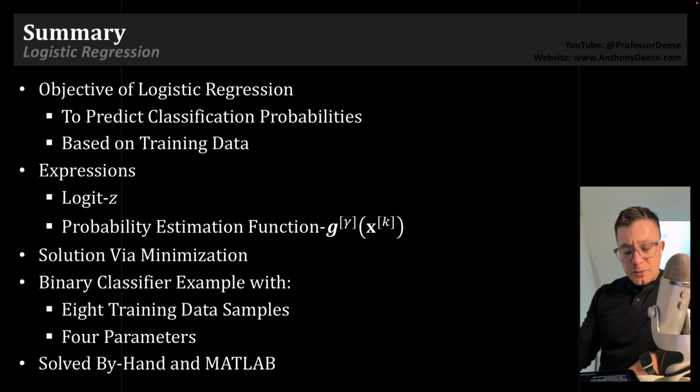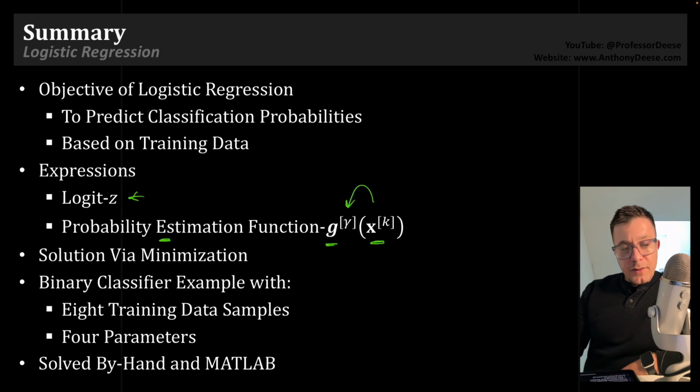Now, we defined several expressions, one being the logit z, which is essentially a linear combination of our parameters and our inputs, but that isn't sufficient for this purpose because it generates an unbounded output, and we need a probability between 0 and 100. So what we did was apply to that the logistic function, which then bounded the output between 0 and 1, or 0 and 100%. And this helped us to generate our probability estimation function, which we call g, and so that tells us the probability that an input x belongs to a classification that we can denote as gamma.